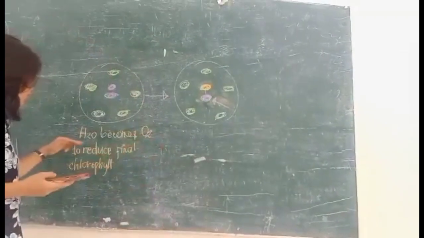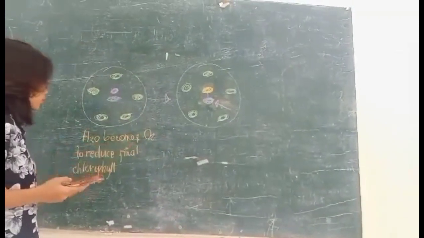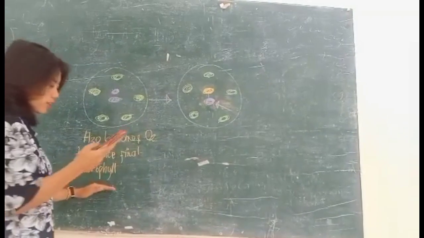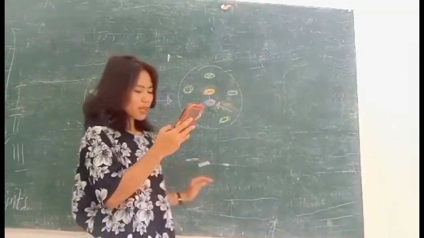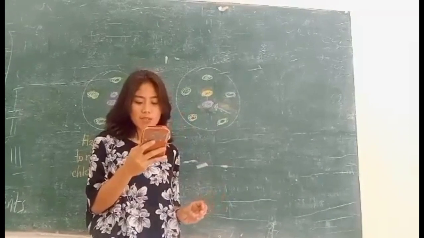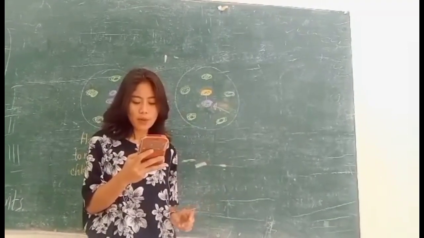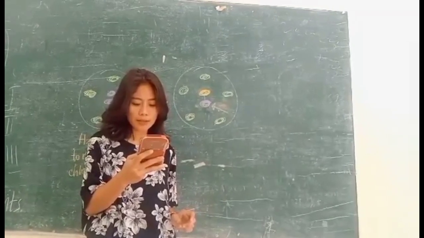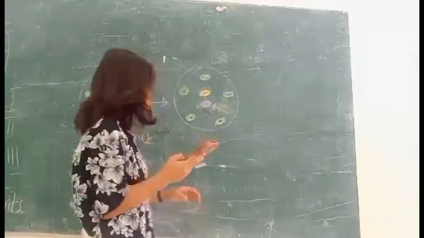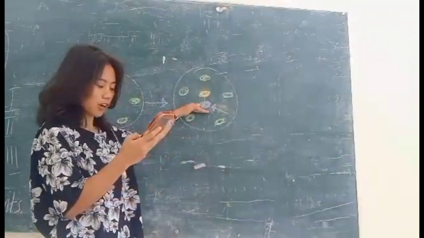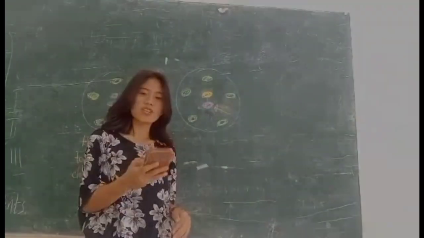H2O becomes O2 to reduce the final chlorophyll. After which, an enzyme supplies the missing electron to the oxidized chlorophyll via a water molecule to get it back to the normal state, back to the normal color, which is the violet color, which is how oxygen molecules are produced.